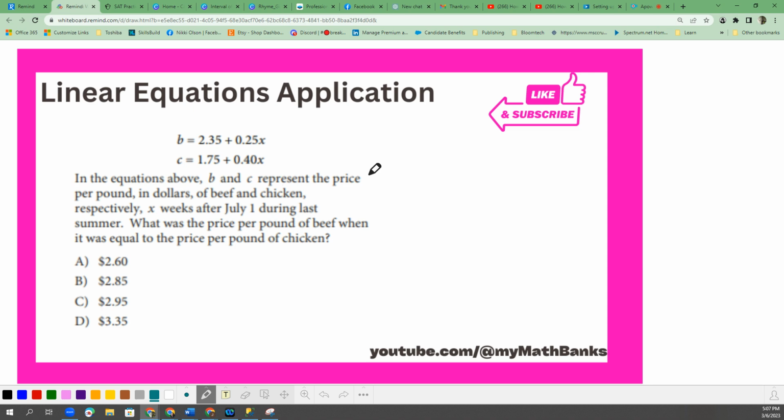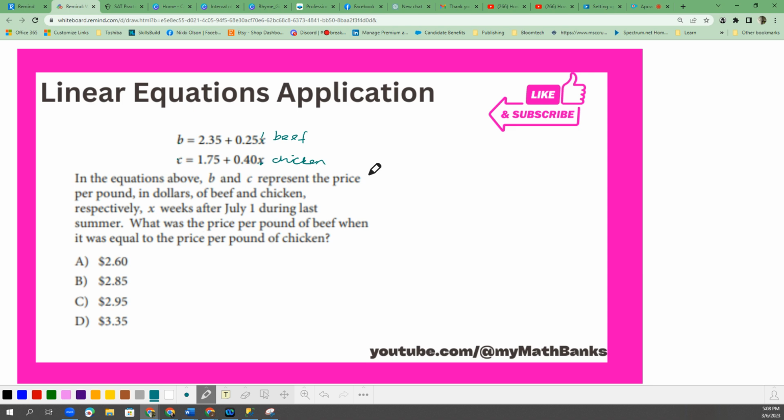In the equations above, B and C represent the price per pound in dollars of beef. So this is for the beef equation and the other one for chicken. Let's try to understand. These are price per pound, respectively, X weeks after July 1st. So X is the number of weeks. If 1 week after July 1st, meaning July 8th, 7 days after, you substitute 1 here and you get the price of beef 1 week after. You can also substitute 1 here to find the cost of chicken per pound.